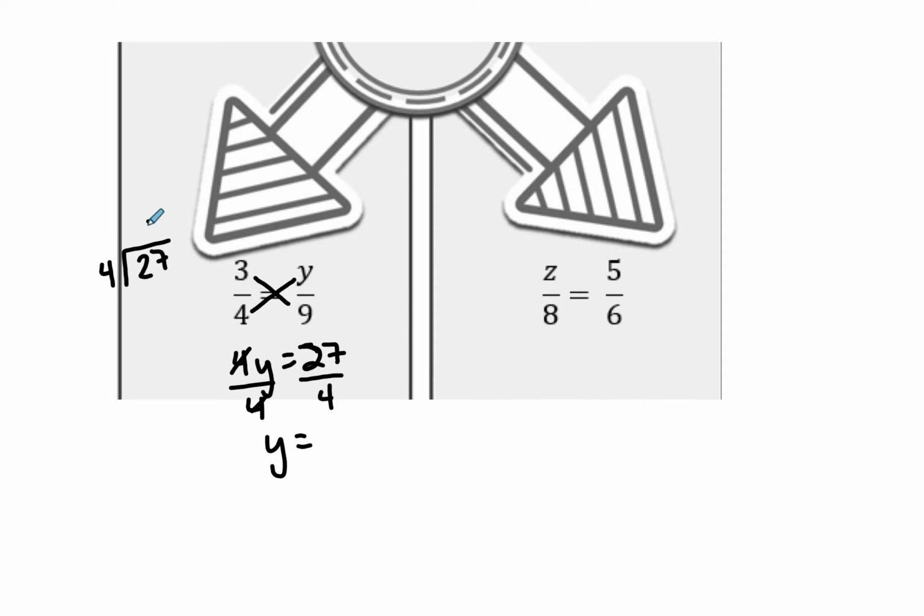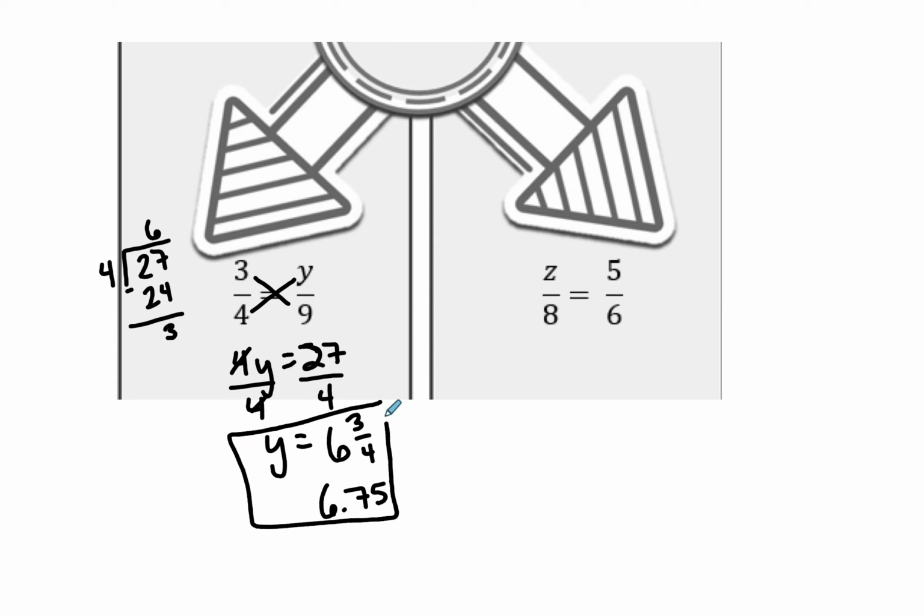4 goes into 27 6 times. 6 times 4 is 24. I have 3 left over. I'm going to just write that as a mixed number, 6 and 3/4. That did not write very neatly, so I'm going to try it again so you can actually read what I'm writing. 6 and 3/4. If you wanted to do the division out to get a decimal, it would be 6 and 75/100. That is fine too.